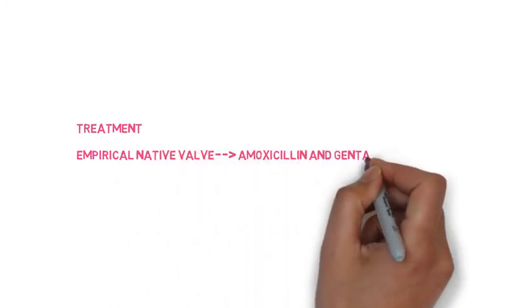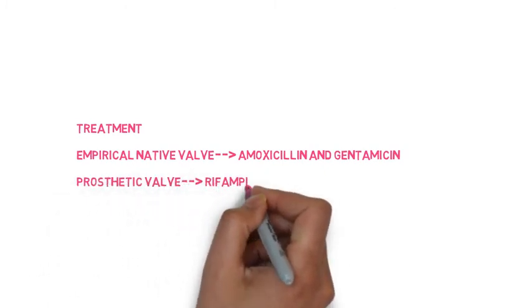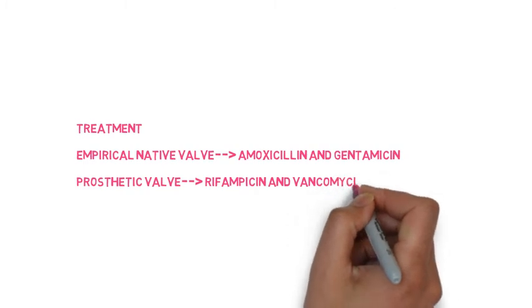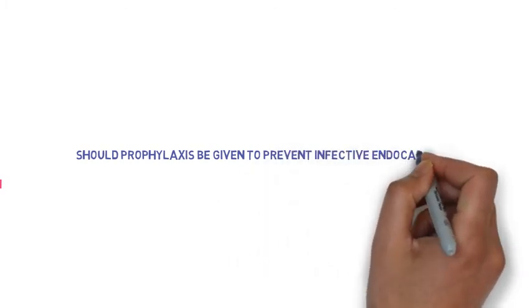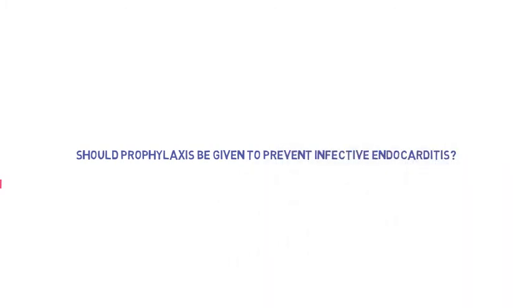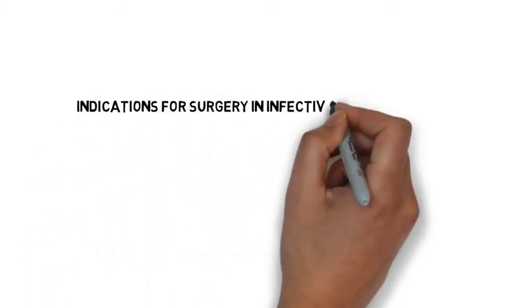So the treatment, if it's an empirical native valve, you use amoxicillin and gent. If prosthetic, you use vancomycin, gent, and rifampicin. And should prophylaxis be given? No, we no longer give prophylaxis.